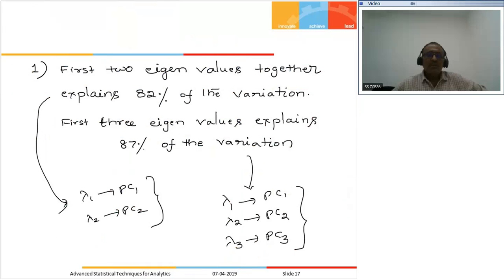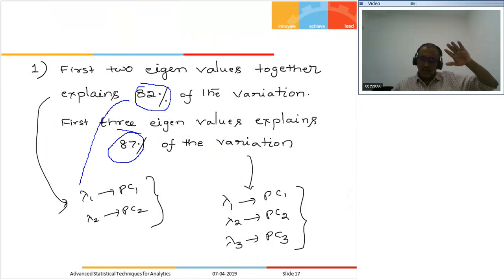And one more, this is what we discussed, right? The first two eigenvalues together explain 82% of the variation, and the first three consider 87%. If you are okay with 82%, then the feature corresponding to lambda1 is your PC1, and similarly the feature corresponding to lambda2 is your PC2. Otherwise, if it is 87% that you are looking for, then correspondingly we have PC1 as well as PC2 as well as PC3.